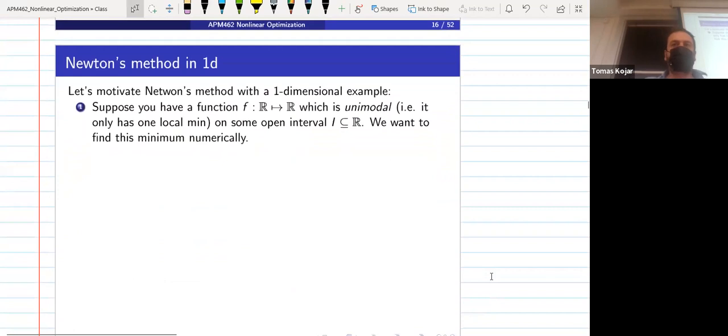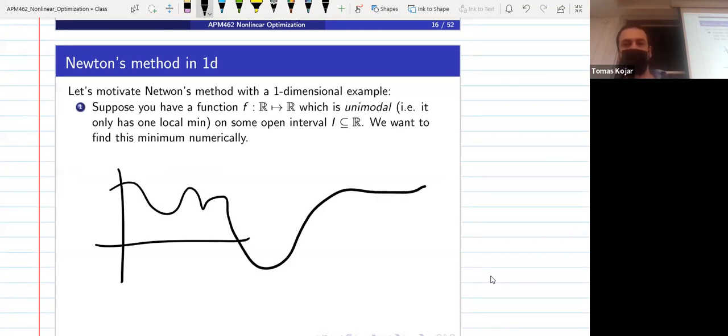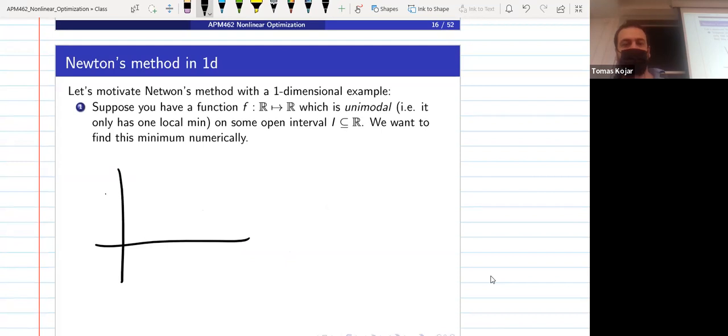All right, Newton's method in 1D. We'll talk about this a bit and we'll take a break. So we start with the function. Unimodal means it has a single minimum. A picture. So unimodal means it does stuff like this. So, but it doesn't, okay. I have to draw it in a crazy way. So there's no local minimum. How do I do it? What do we do with it?